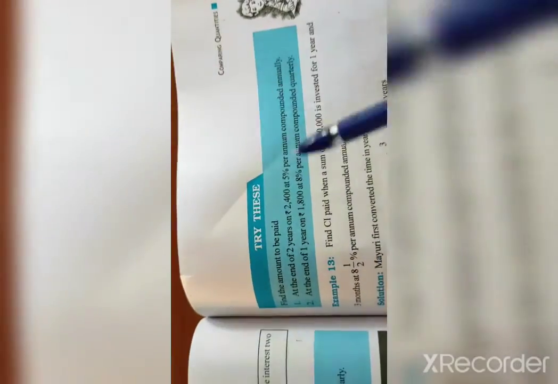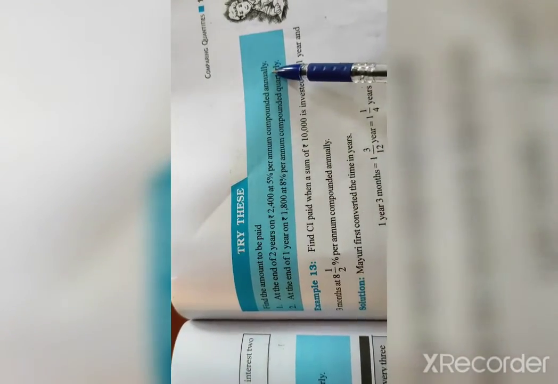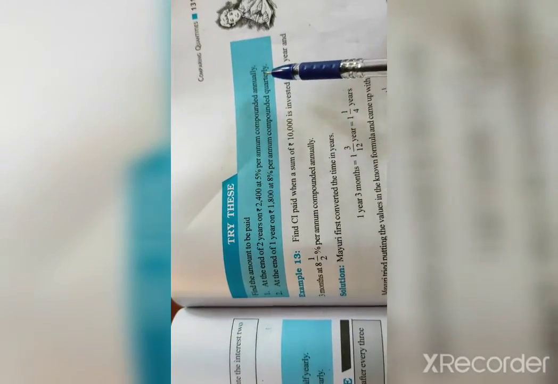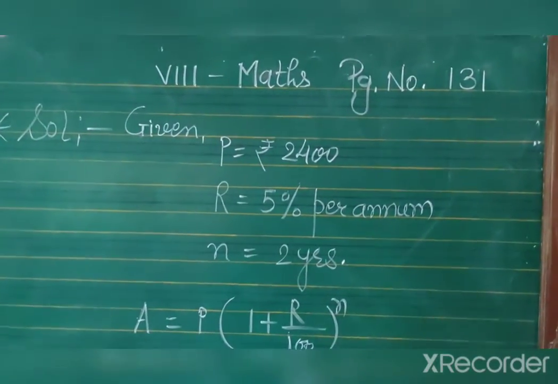Now after that, see, try this at page number 131. Find the amount to be paid at the end of 2 years on 2,400 at 5% per annum compounded annually, and at the end of 1 year on 1,800 at 8% per annum compounded quarterly. Here annually, here quarterly. Quarterly means multiply the time by 4 and divide the rate by 4. And this is annually, so there will be no change. So let us start. Now see here at page number 131.